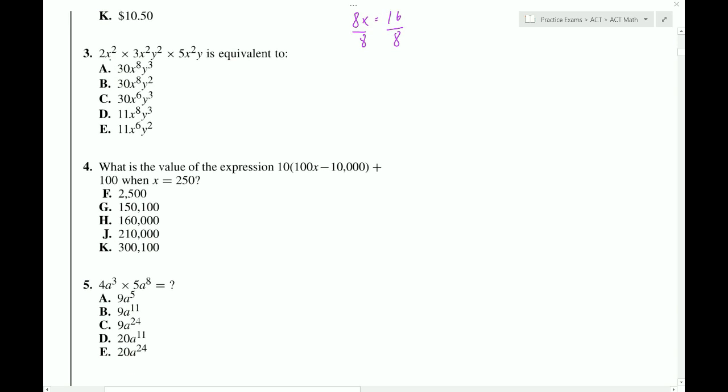Alright, so for this one, we want to combine the number parts first. So 2 times 3 is 6, 6 times 5 is 30. We're going to eliminate those. x squared times x squared is x to the 4th. x to the 4th times x squared is x to the 6th. And then the y would be y squared times y is y to the 3rd. We add the exponents there.